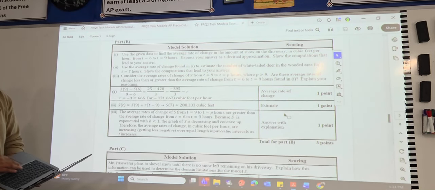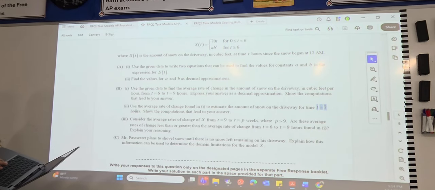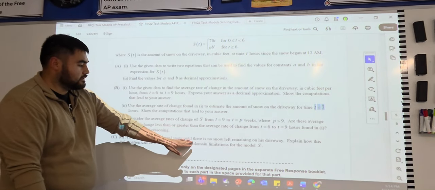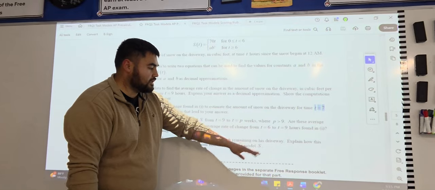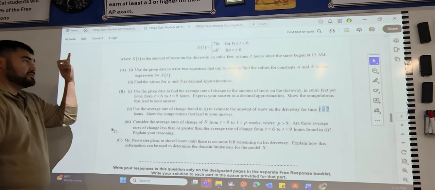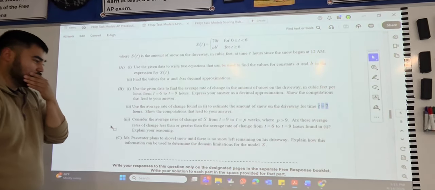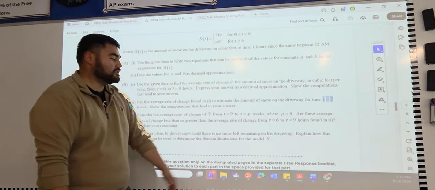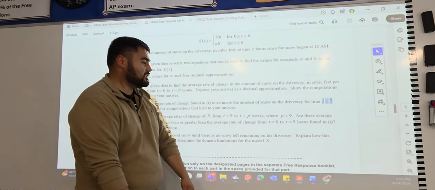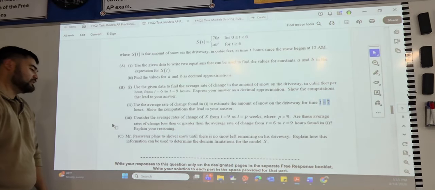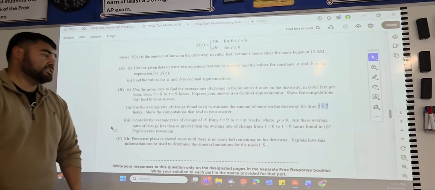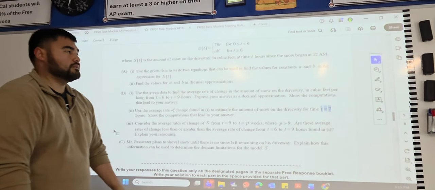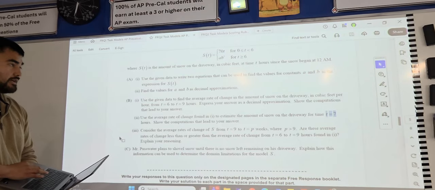So now, let's do the last part. Let's see if we can get the last part on our own. Mr. Passwater plans to shovel snow until there is no snow left remaining on his driveway. I forgot we were talking about snow. I didn't even read the question, but Mr. Passwater plans to shovel snow until there is no snow left remaining in his driveway. Explain how this information can be used to determine the main limitations of Model S. Model S again being the piecewise.